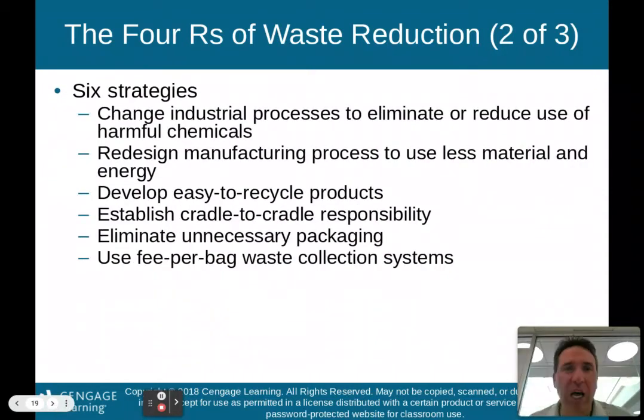So here are 6 strategies that we can throw in there to help in our waste reduction. Change industrial processes to eliminate or reduce the use of harmful chemicals. Redesign manufacturing processes to use less material and less energy. Develop easy to recycle products. Establish that cradle to cradle responsibility. Again, we don't want to put it to grave. We don't want to bury it. We want to use the products over and over again. Eliminate unnecessary packaging and use fee per bag waste collection systems. That means if you are going to have waste, we're going to charge you for it depending on how big that bag of waste is.